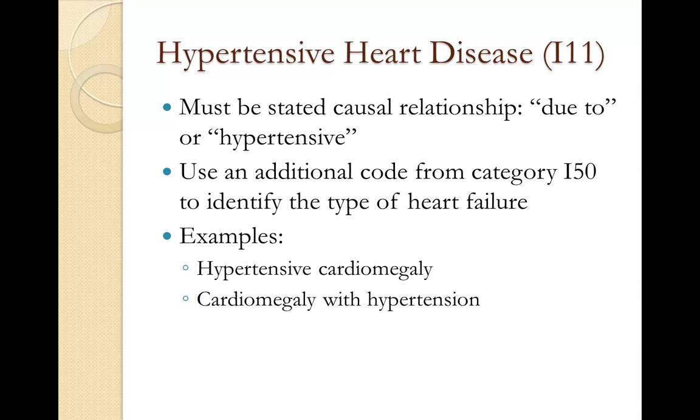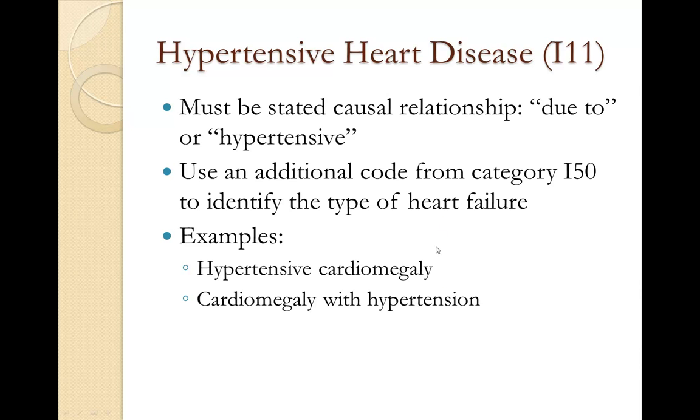So remember with hypertension and heart disease, it has to be stated that there's a causal relationship. So notice in my title here I have hypertensive heart disease, or we could have hypertension or heart disease due to hypertension or something like that. We need some sort of causal relationship to be stated in order to code out of the I11. So our examples here, we have hypertensive cardiomegaly, and then we have cardiomegaly with hypertension. This one indicates causal, that the cardiomegaly is happening because of the hypertension. Here, there's no causal relationship. So in this case, the top one we would code out of the I11 category. This one we would code cardiomegaly separate, and then we'd code hypertension, which is out of the I10 category.